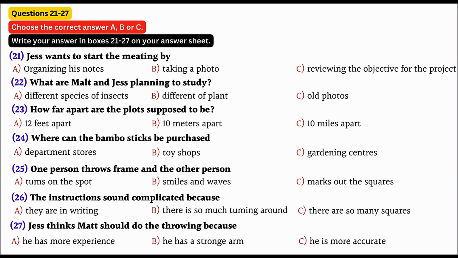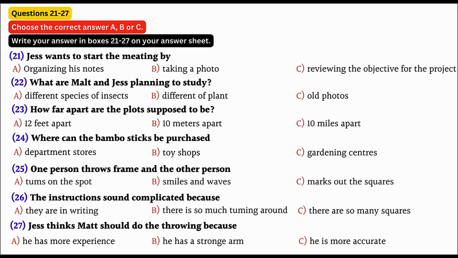Here it is. It says that all the plots need to be no more than 10 meters apart. And how do we choose them? This is the fun part. I remember this. Here we are. Make a 1-meter square frame using bamboo sticks available from the department stores.